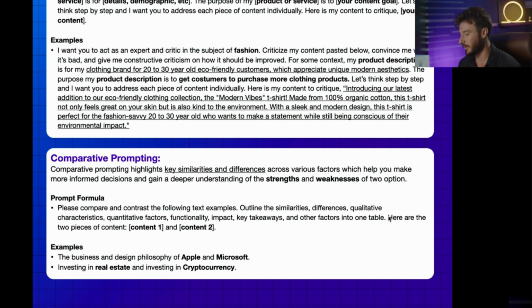And to finish the prompt, here are the two pieces of content that I'd like for you to outline. So we have content 1 and content 2. For our two examples, we have the business and design philosophy of Apple and Microsoft. And example number 2 is investing in real estate versus investing in cryptocurrency.